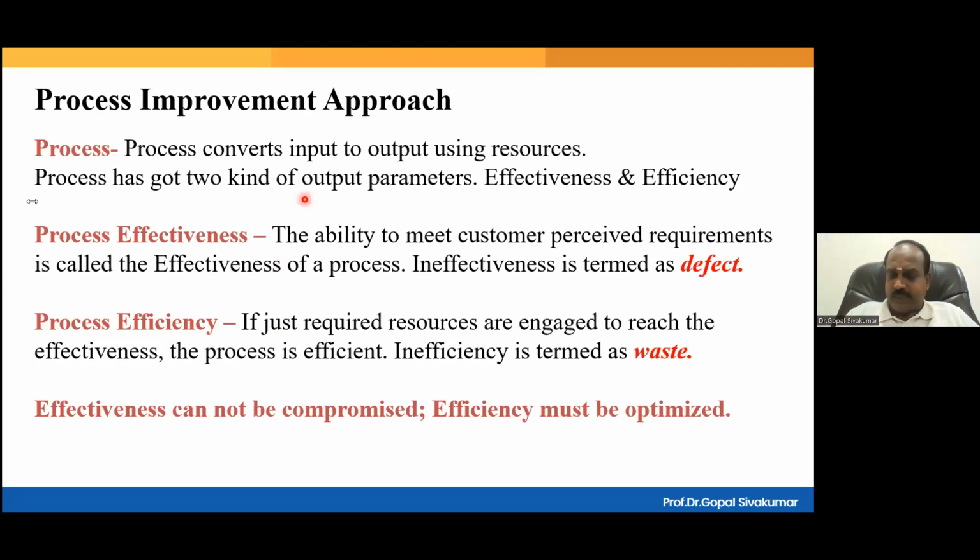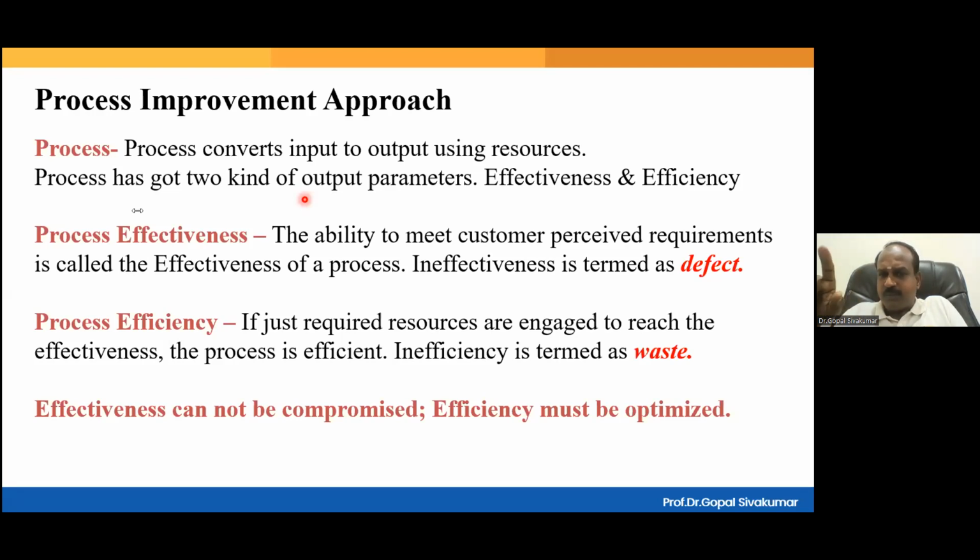So efficiency means the resources consumed must be in right quantity. The effort required should be minimum. If there is a problem in effectiveness, that can be taken up as a Six Sigma project. All of you understand what is a Six Sigma project?